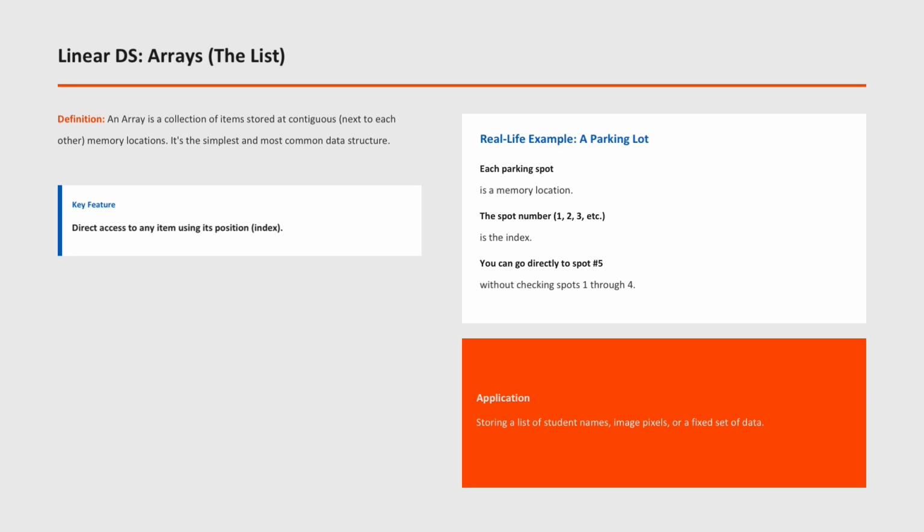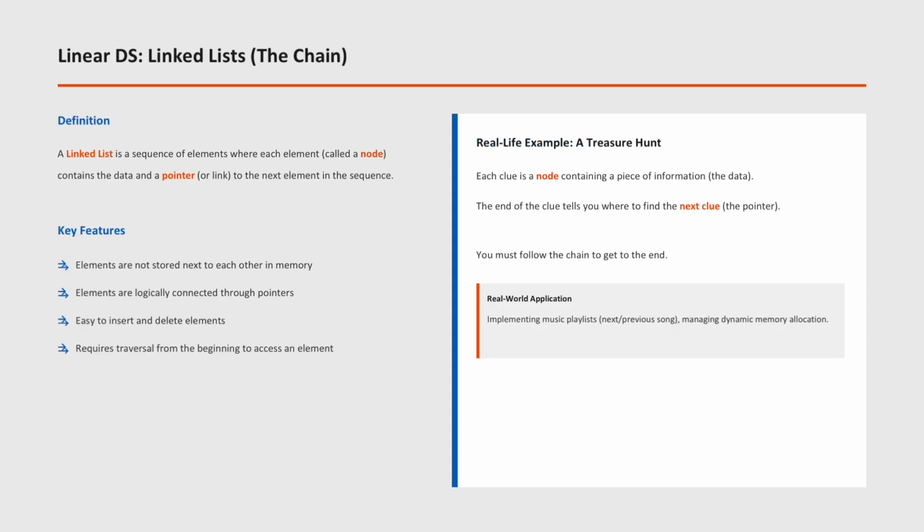You don't shift thousands of items. You just change one or two of those pointers. You reroute the chain. So this is the treasure hunt analogy. I have my data and I have a clue that points me to the next location. Yep. It's perfect for something like a music playlist. All you need to know is what song comes next. But there's a trade-off. There's always a trade-off.